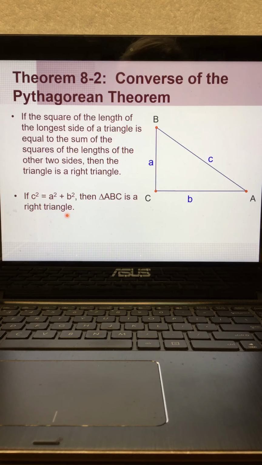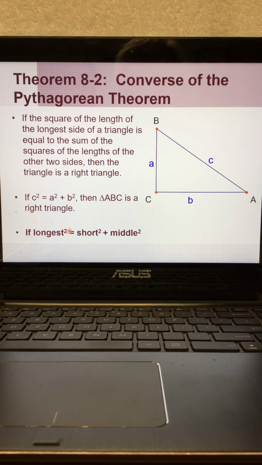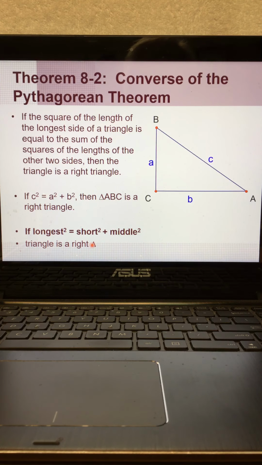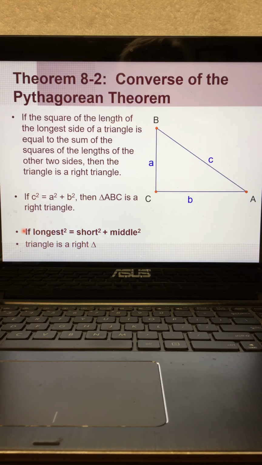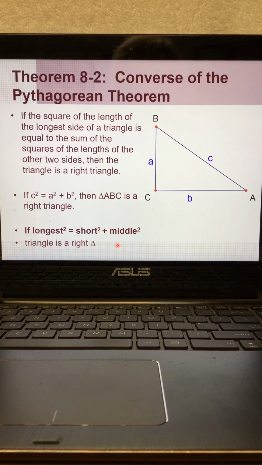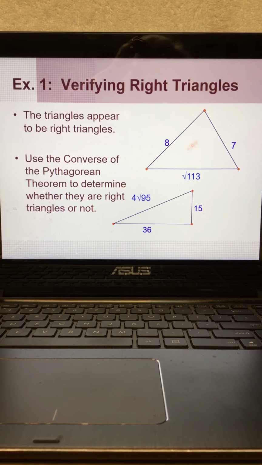Now, I don't like working with A, B, and C. I like putting it in words, just like the theorem stated it. So I think of it this way. If the longest side squared is equal to the short side squared plus the middle length side squared, then I know that I'm going to call my triangle a right triangle. This is what it looks like mathematically, but sometimes I think it's easier for us to say it in words like this.